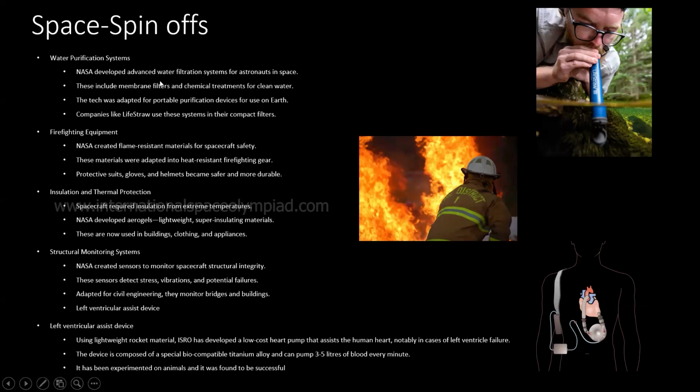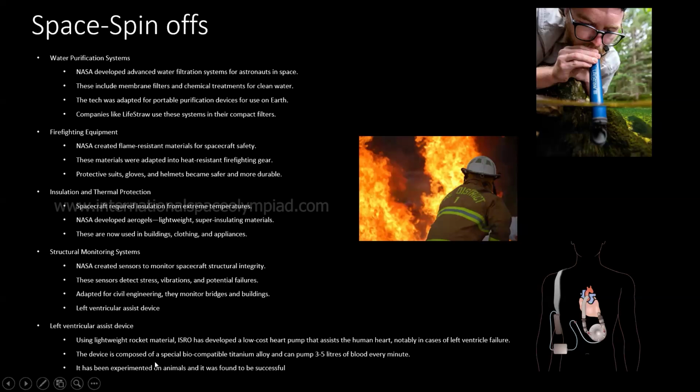Something like the water purification system actually developed for NASA. Then firefighting equipment, then insulation and thermal protection, structural monitoring system. Structural monitoring system means when you build something, how stable or how strong it is has to be checked. That checking is always needed for space technology, whether a rocket could withstand this pressure or something like that. So there are many monitoring systems developed for space, but still being used in other industries as well.